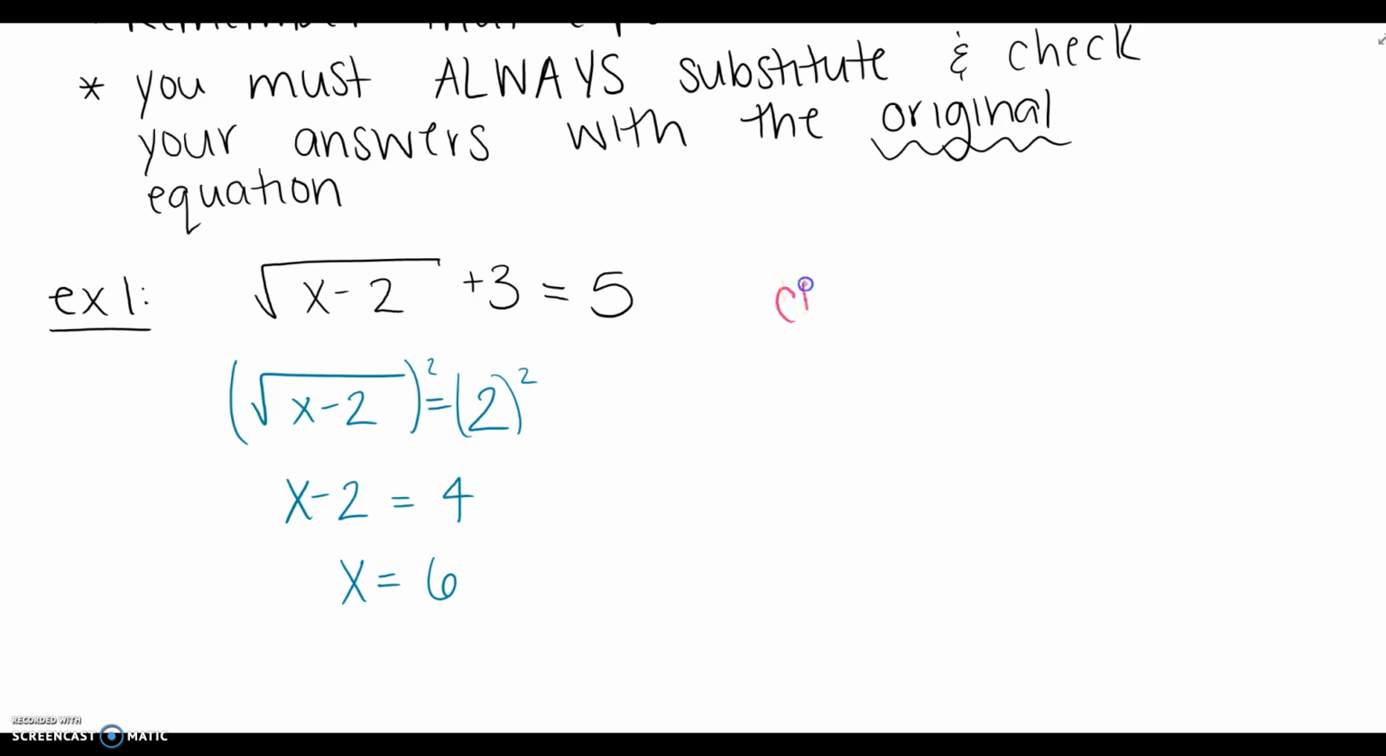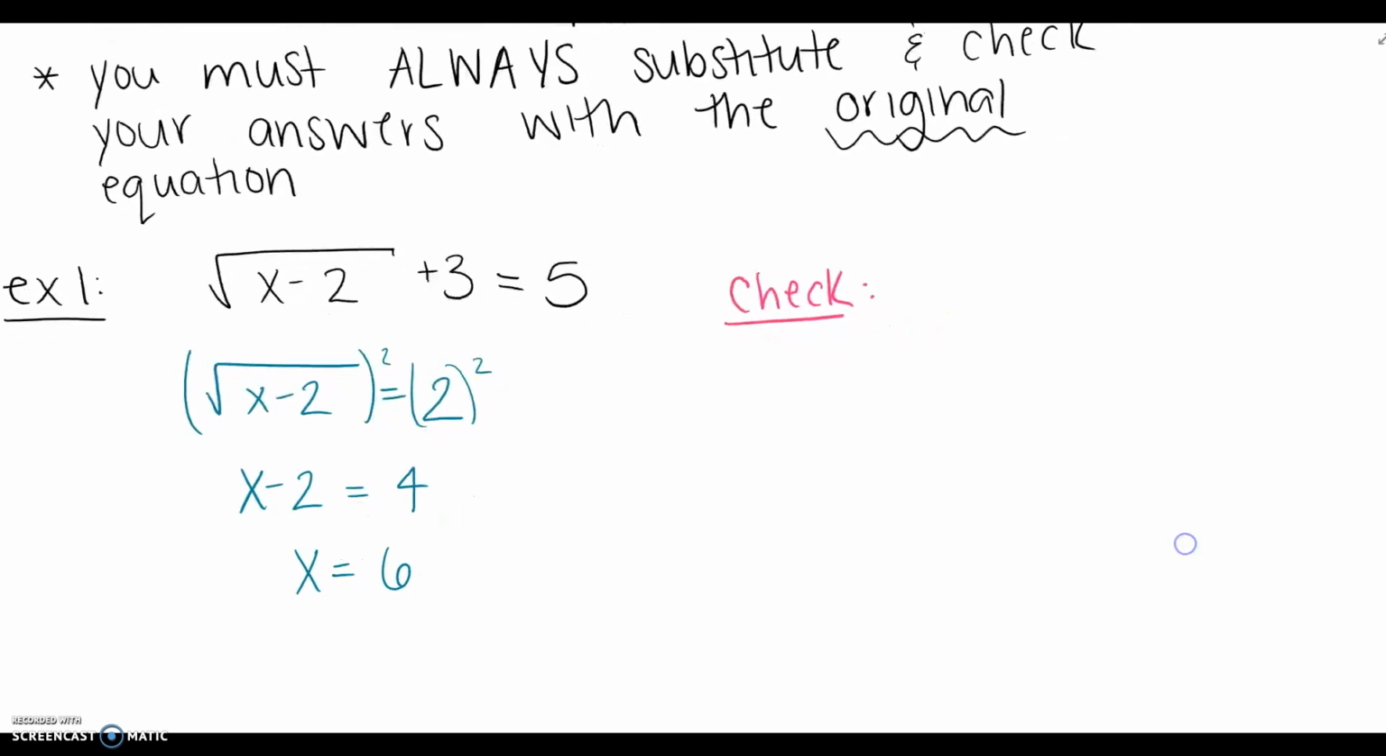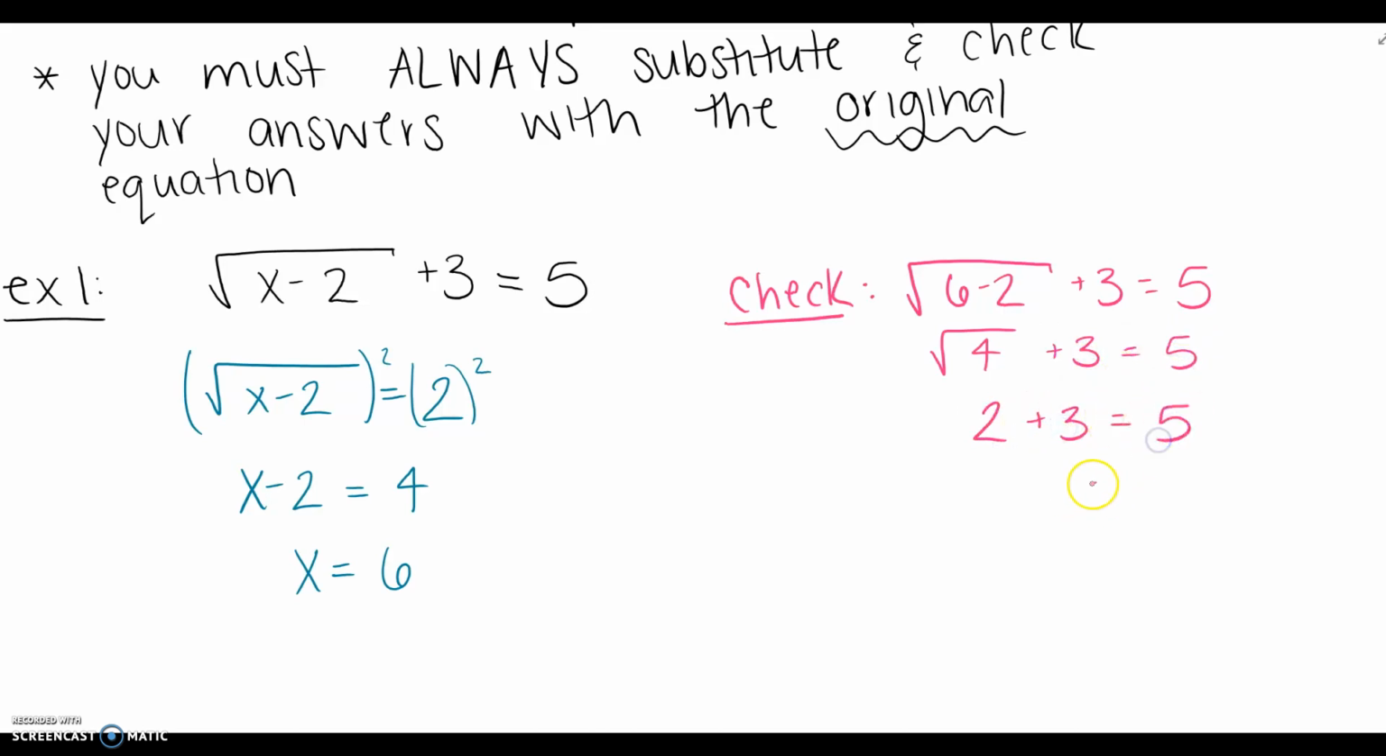So you need to check. Always. So, check by substituting into the original. So, square root of 6 minus 2, and then plus 3 equals 5. So, 6 minus 2 is 4. Square root of 4 is 2. And 2 plus 3 is 5, so this is true. So yes, x equals 6 is our answer.